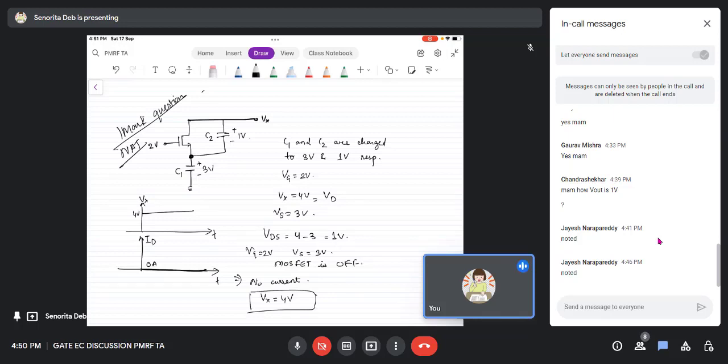Chandrasekhar had asked how Vout is 1 volt. In that earlier question, Chandrasekhar, just go through that solution once and try to analyze it, and in the next class we will discuss. I'm sure you will be able to understand why it is getting constant at 1 volt. Same for everybody. If you have not understood, try analyzing it. We will discuss it in the next class.